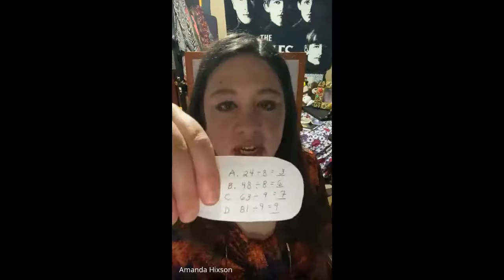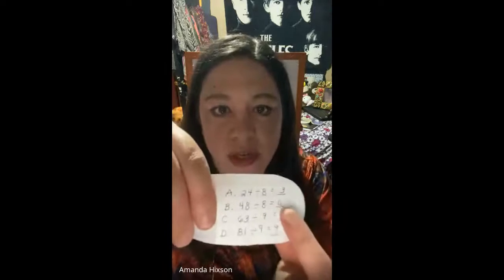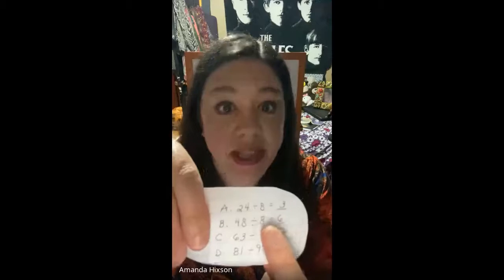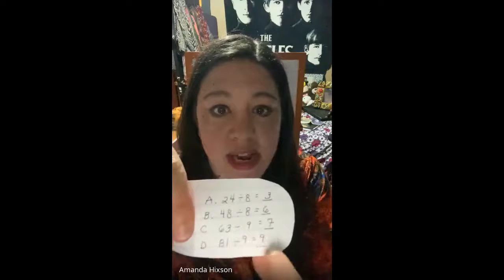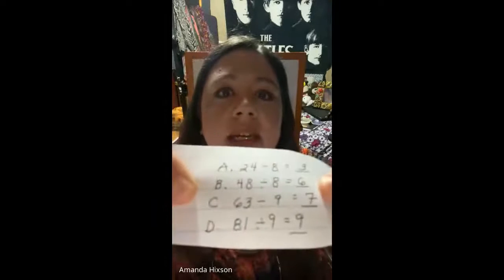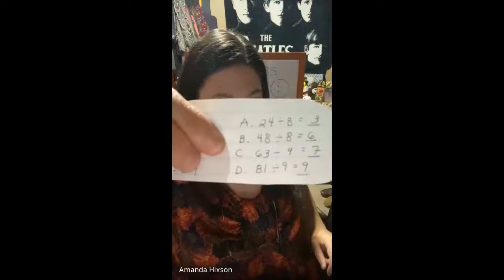And division is multiplication backwards. So we know that 3 times 8 is 24. We know that 6 times 8 is 48. That's where we found that 6. We know that 7 times 9 is 63. And we know that 9 times 9 is 81. So you should have gotten, ding, ding, ding, ding, B. B. That's the one where the 6 comes into play. If you got that, you got the right answer.